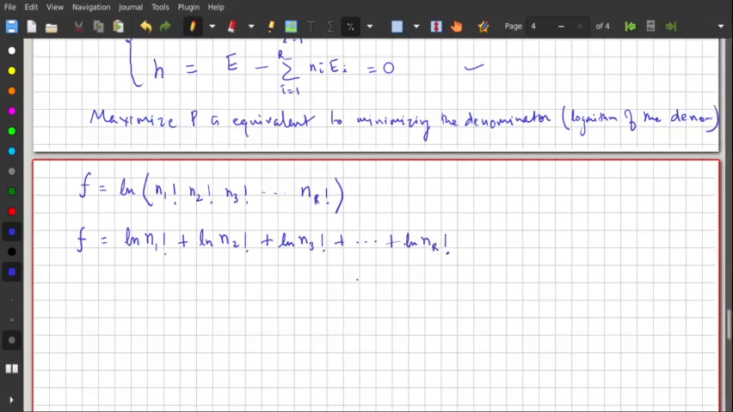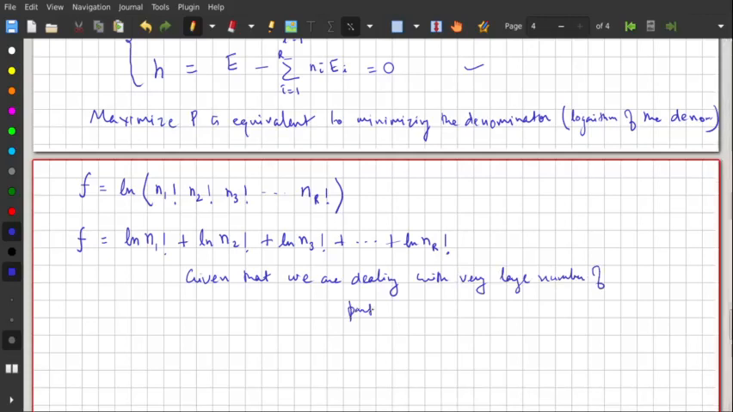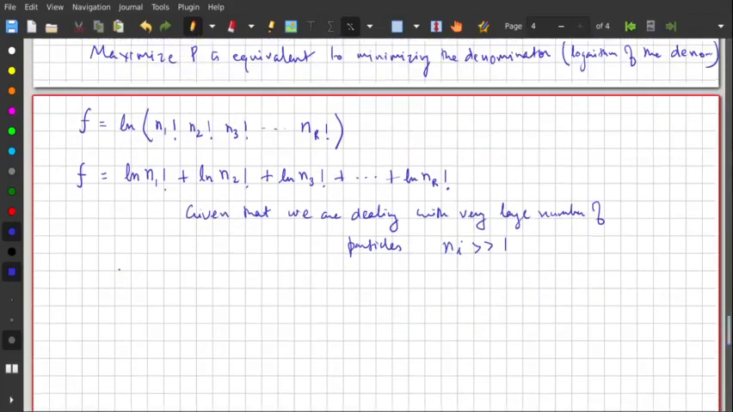Okay, and now given that we are dealing with a very large number of particles, that means any arbitrary n sub i is much larger than 1, and hence we can use Stirling's approximation. So what we will do here is use Stirling's approximation.